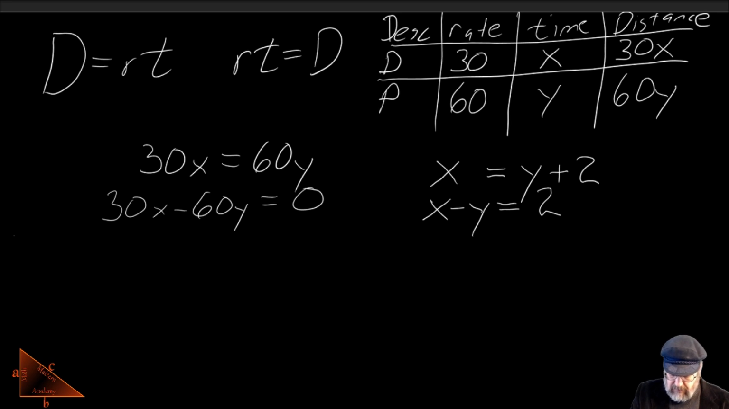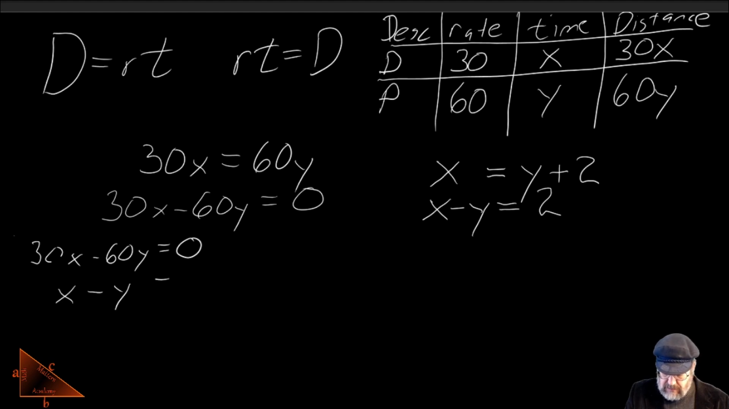So here's my system of equations. I have 30x minus 60y is equal to 0. And I have x minus y is equal to 2. There's our two equations that we can start with.